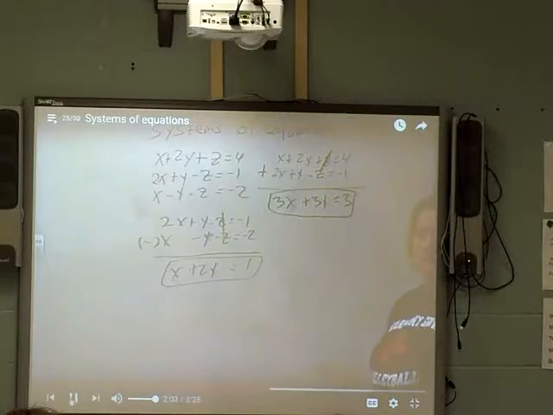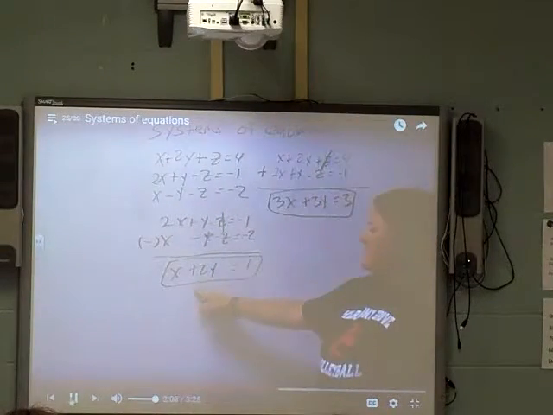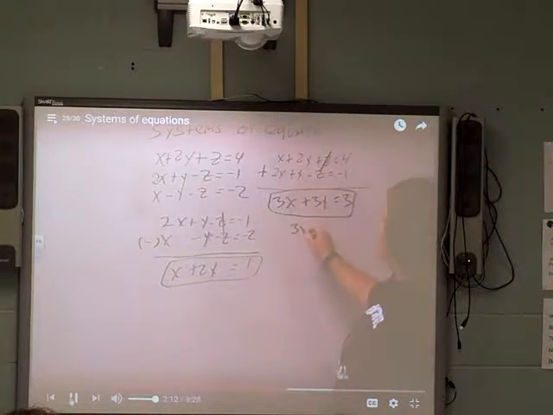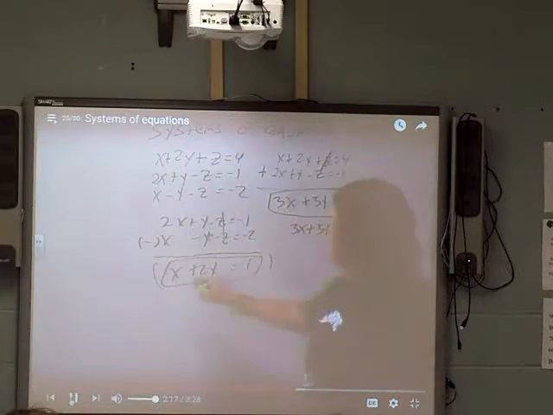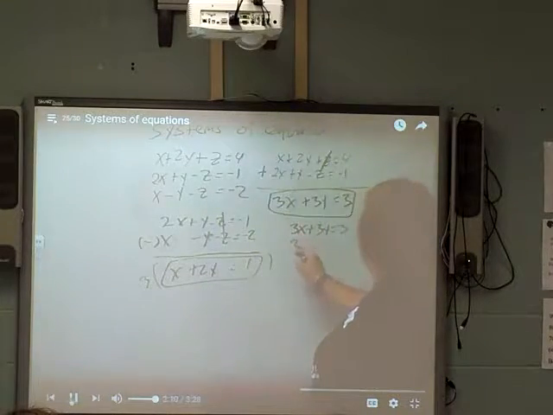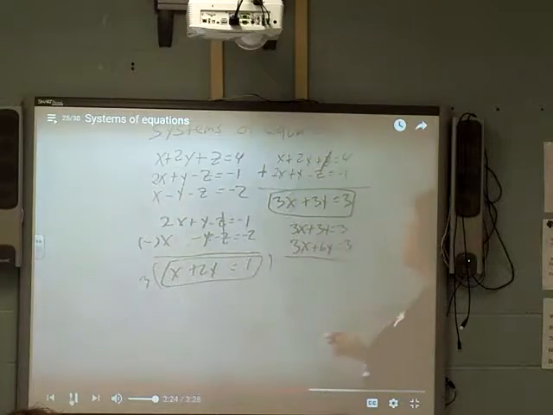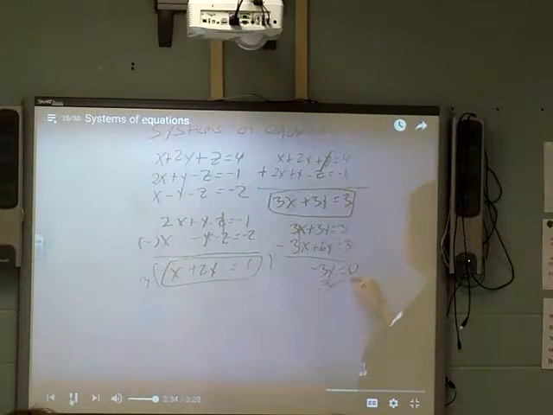Now I've got to take my two new equations and put those together to eliminate a variable. Looks like the easiest thing for me to do is to keep my first equation like it is and multiply my second one by 3 to eliminate those x's. So I'm going to rewrite the first one here: 3x plus 3y equals 3. Multiply all of the second one by 3. It'll give me 3x plus 6y equals 3. My 3x's are the same sign, so I'm subtracting. 3x minus 3x is nothing. 3y minus 6y is negative 3y. 3 minus 3 is 0, which gives me y is 0.